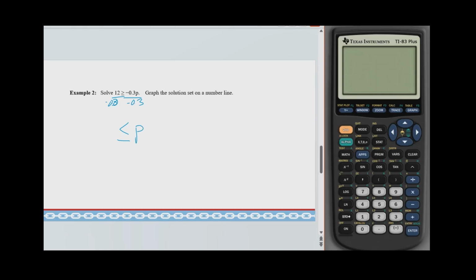to. Okay? If you need to, use your graphing calculator to do that division. 12 divided by negative 0.3 is negative 40. So negative 40 less than or equal to P. So P is going to be greater than or equal to negative 40. I can just basically pick this whole thing up and flip it over. P moves over, the sign flips, negative 40 moves over here.